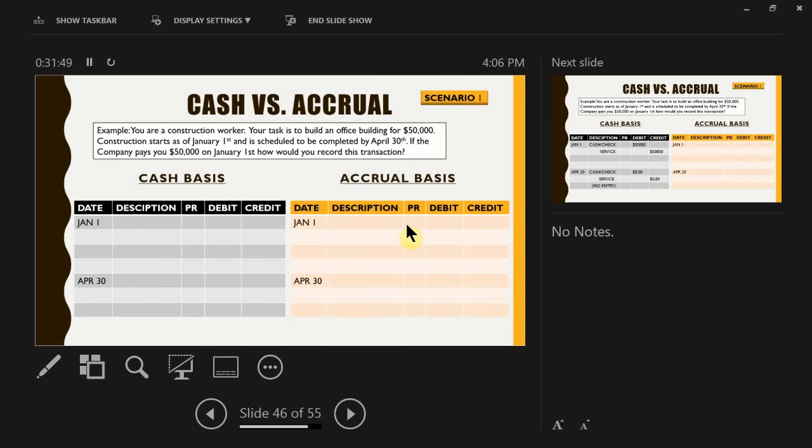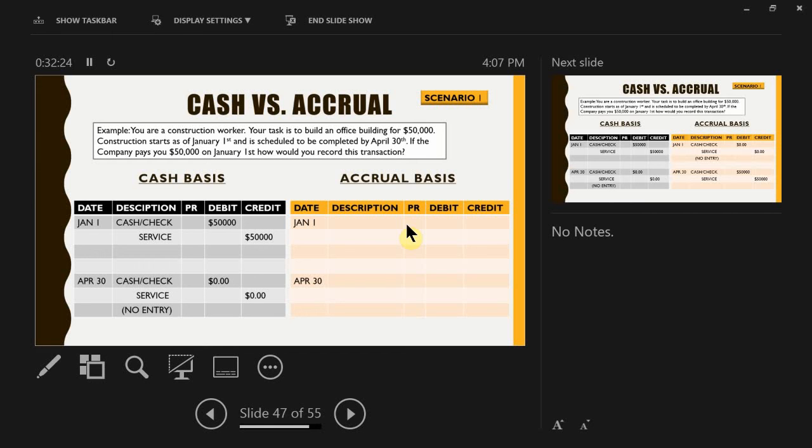So once again, I gave you a little example here. If I had a paint job, right? Or I'm sorry, I think this is the construction one. If you were supposed to be assigned to build a building, right? And they gave you money on the 1st of January. On a cash basis, you would record that you received the money. Right? But in April, you wouldn't record it at all because you've already received the cash for it.